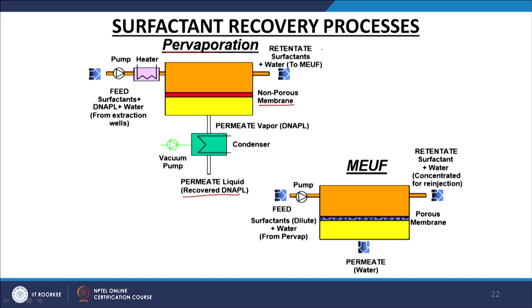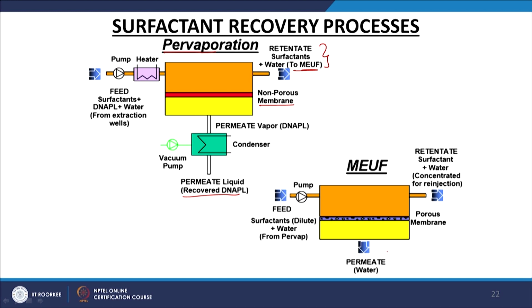They are the NAPL and the surfactant on the mobile phase, if I may say so, or if not the mobile, the surfactant and water. So that is what we are doing out here. So we have the DNAPL here, and also the surfactants and water here, and again as I mentioned, they are going to further treat it with MUF.